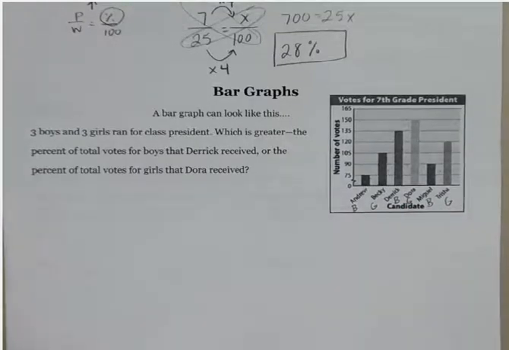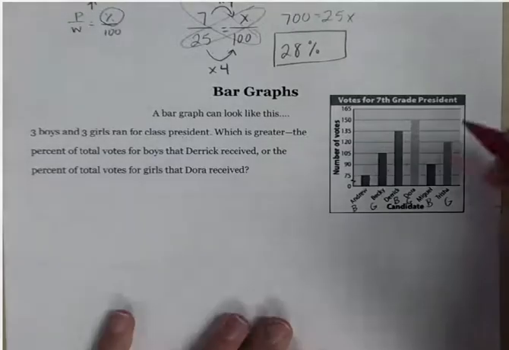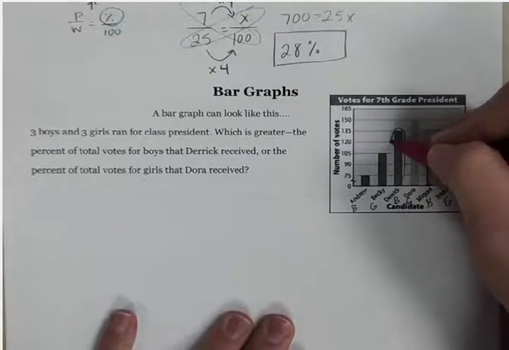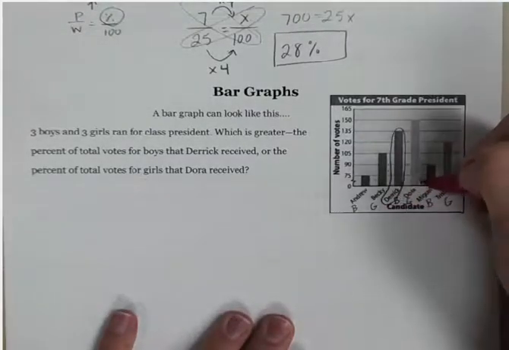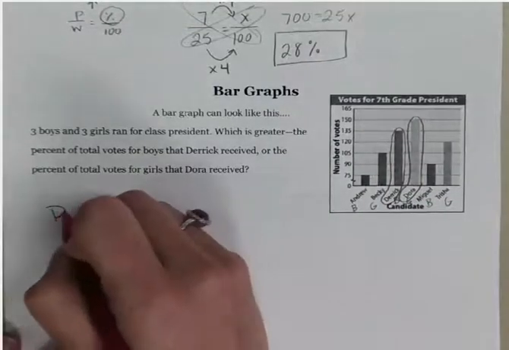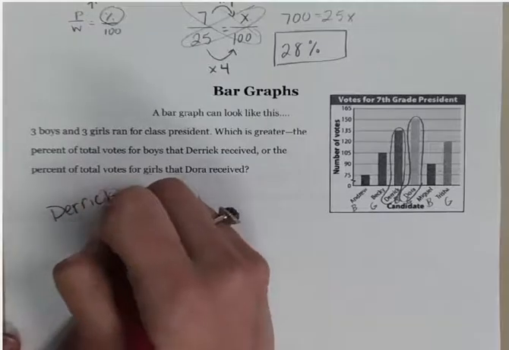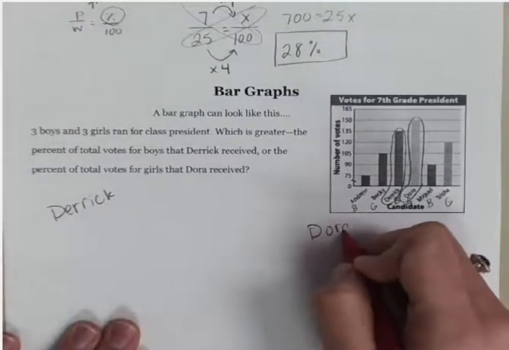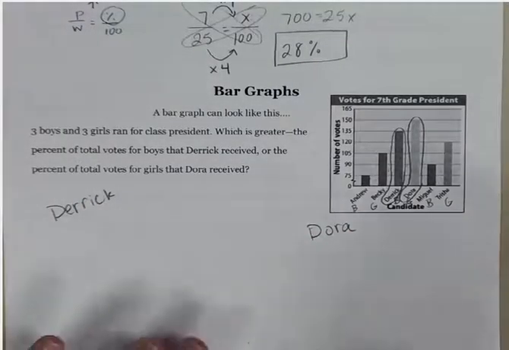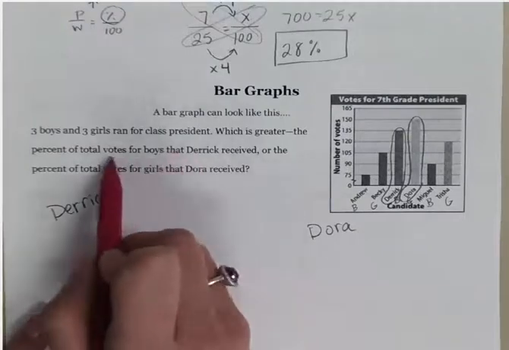It says, which is greater? The percent of total votes for boys that Derek received, or the percent of total votes for girls that Dora received? So I'm looking specifically at Derek, and I'm looking at Dora. So I'm going to put Derek over here. I'm going to put Dora over here. Alright, so let's talk Derek first.